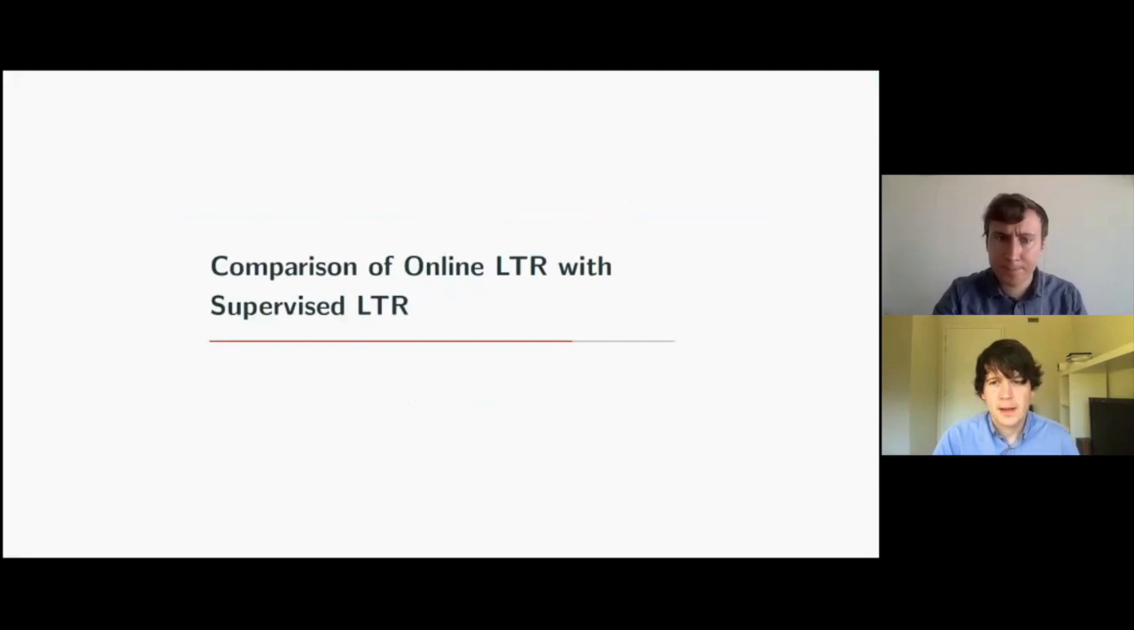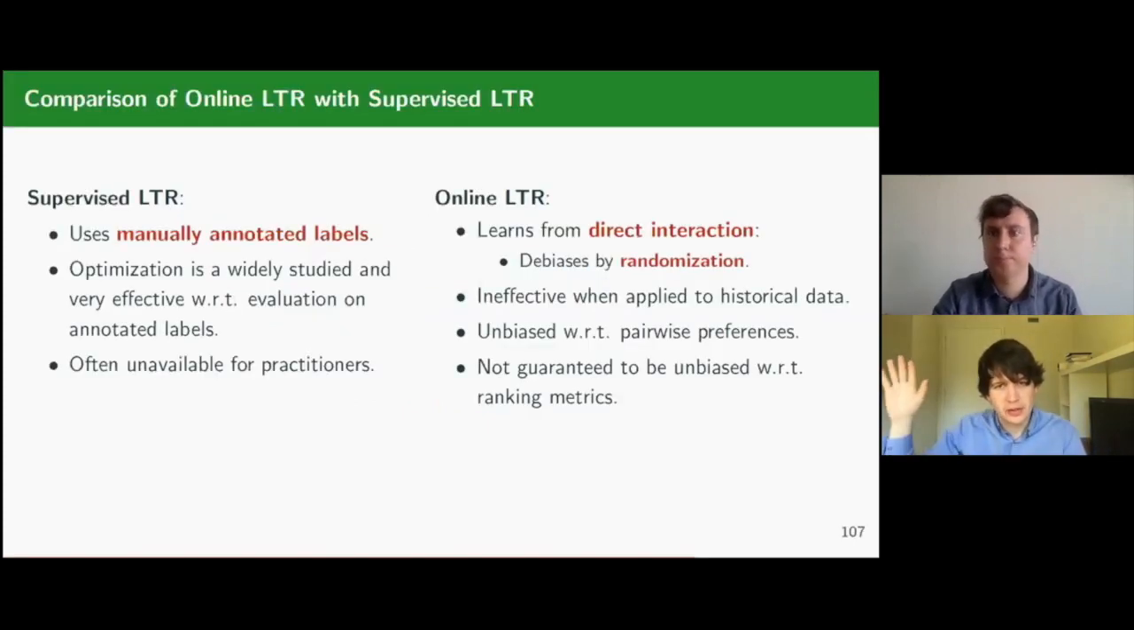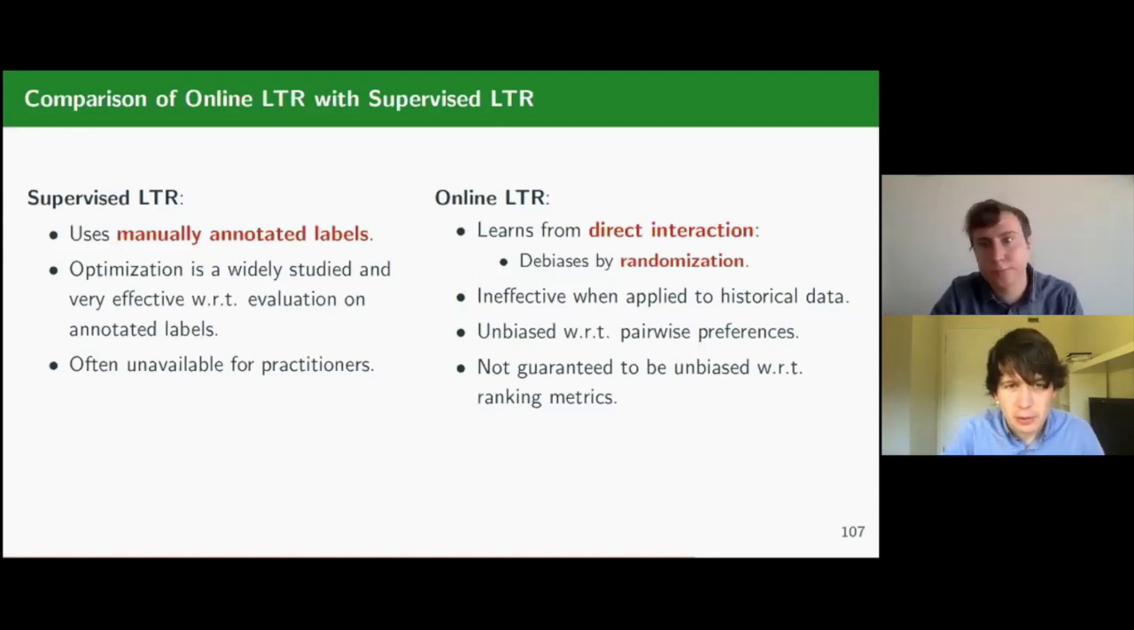Right, so let's end this part with a comparison with supervised learning to rank that we saw at the start, before in the next part we do a comparison with counterfactual learning to rank. What we saw in supervised learning to rank is that we were working with manually annotated labels, and we discussed the problems there, that these are very hard to obtain, and there are a lot of problems with them. For online learning to rank, we've seen that you can learn from direct interaction. So you do your randomization, and based on the way that you randomize the ranking, you can do some debiasing.